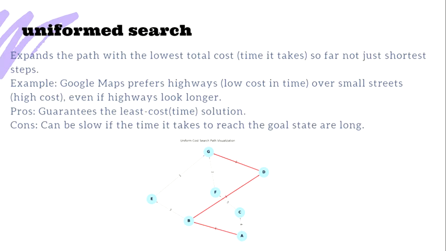Uniform cost search. Uniform cost search expands the path with the lowest total cost so far, not just the fewest steps. For example, Google Maps prefers highways, low cost in time, over small streets which are high cost or demand a high amount of time, even if highways look longer. Pros: guarantees the least cost or time solution. Cons: can be slow if the time it takes to reach the goal state is long.